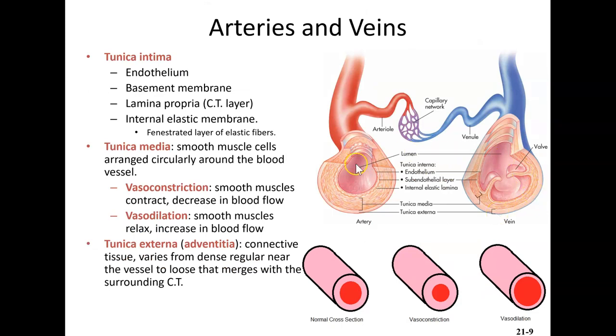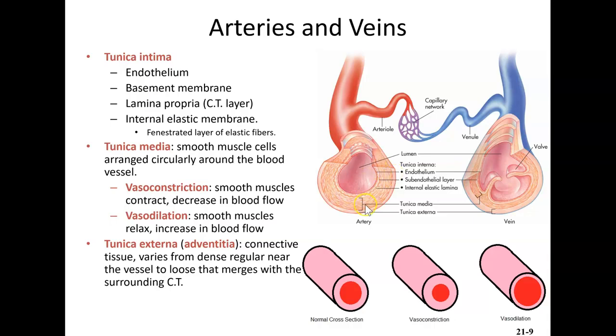Now let's talk about the histology that make up the arteries and veins. The innermost layer is called the tunica interna, or it's also called the tunica intima. And like we mentioned when we discussed capillaries, we are going to have a layer of endothelial cells, or the endothelium, along with a basement membrane, and then we have our connective tissue layer, which would be the lamina propria. We'll also have a layer called the internal elastic membrane, where we will have fenestrated elastic fibers.